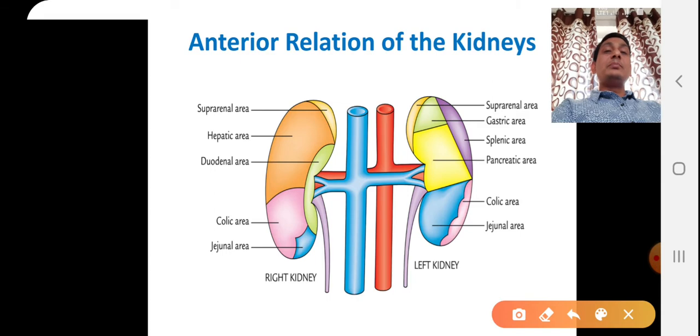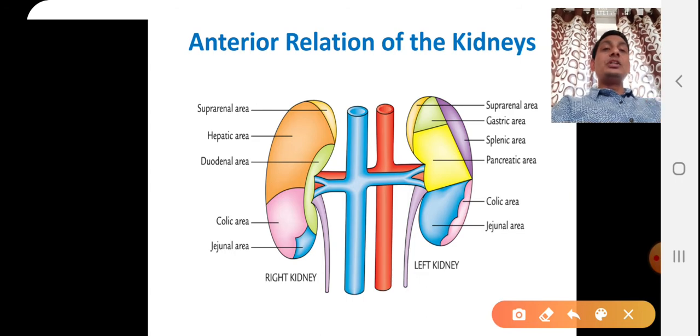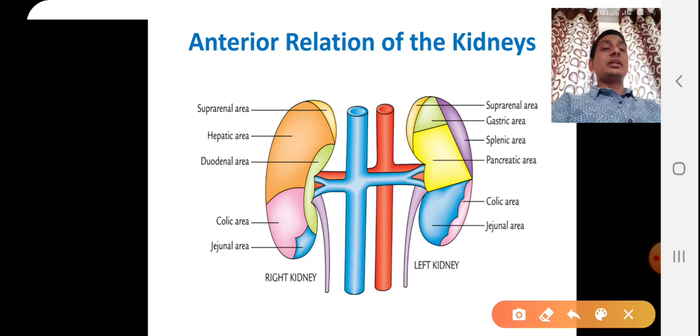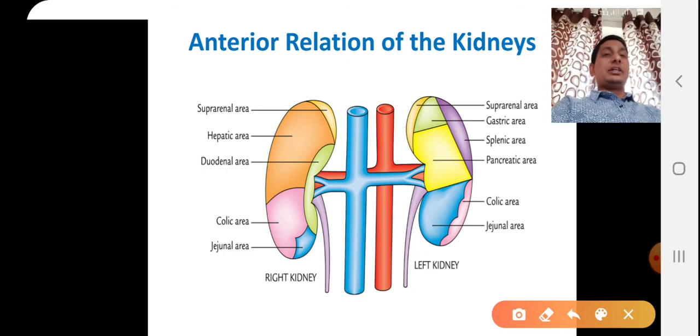On the basis of the sequence from anterior to posterior, we identify the anterior surface of the kidney and the right and left kidney. So it should be borne in mind that the sequence of structures entering the hilum is the renal vein anteriorly, then posterior to the renal vein the renal artery, and posterior to the renal artery the renal pelvis. This is the sequence of structures entering the renal hilum, and on that basis we identify the right and left kidney.